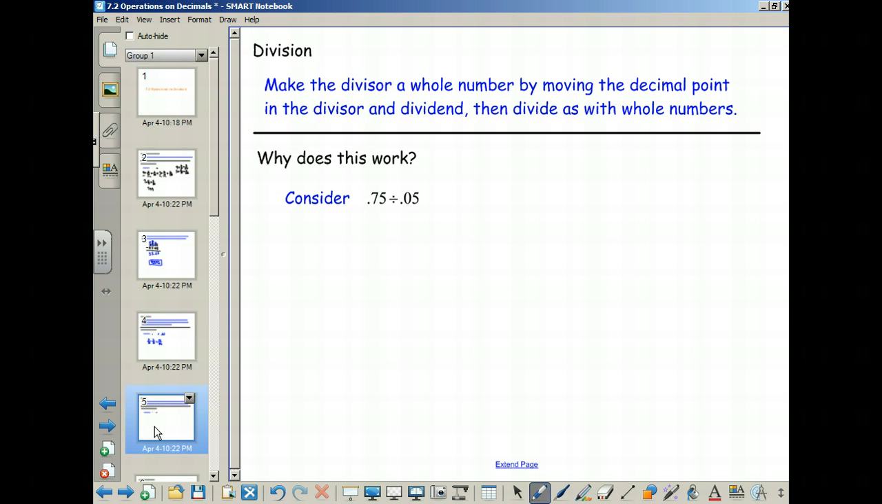Division. Oh, another magic moment. So when we do division, you have this idea that you set it up like regular division, right? You write the division bar, you put the number on the outside, the number on the inside. And what you do is you take the number on the outside and you somehow turn it into a whole number. You move the decimal point. And wherever you move the decimal point on the outside, you have to move the decimal point that many times on the inside.